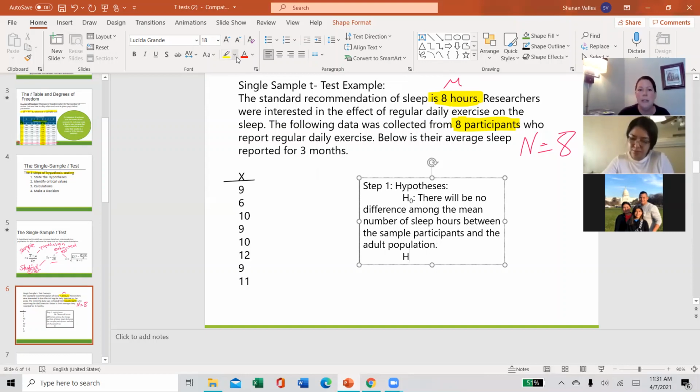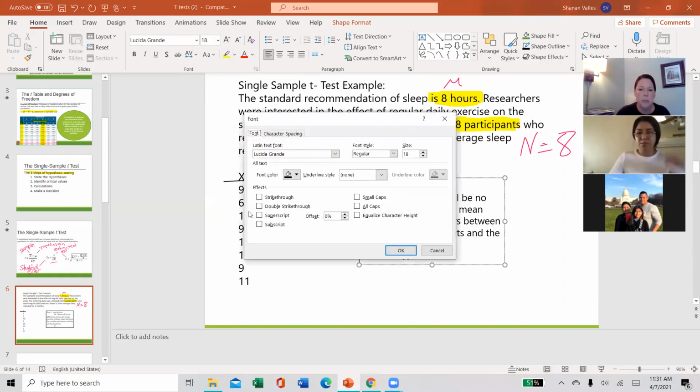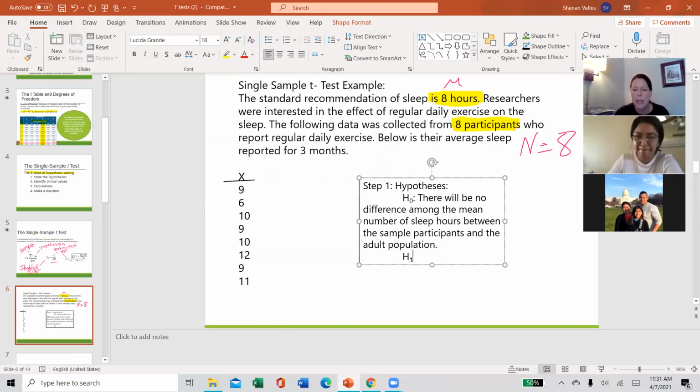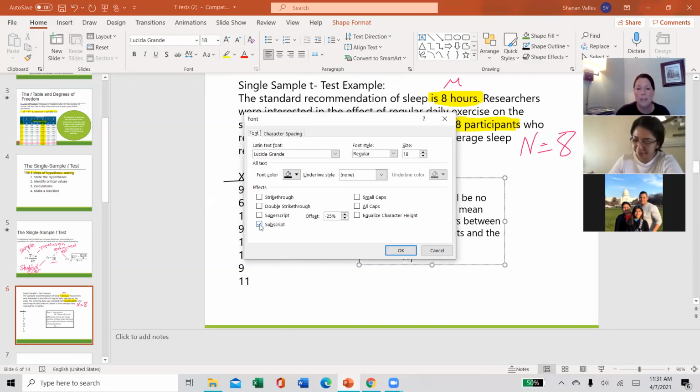They're really good at stating their hypotheses. Some people don't like this part. They don't like the words. They would rather just get straight to the math. Okay, and that's okay. It just takes practice.